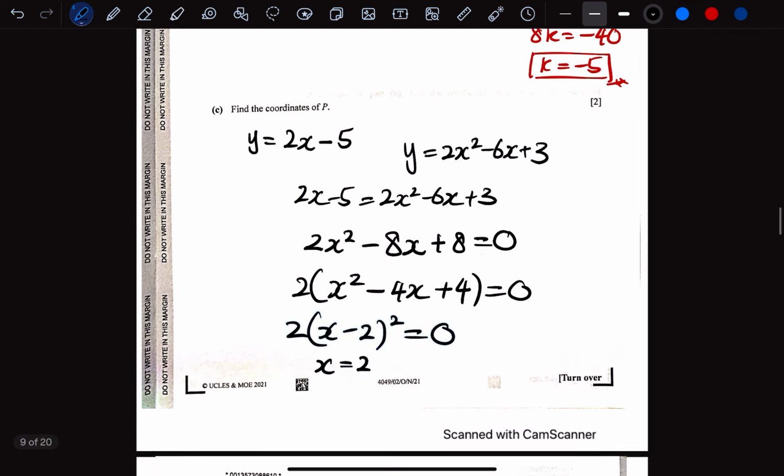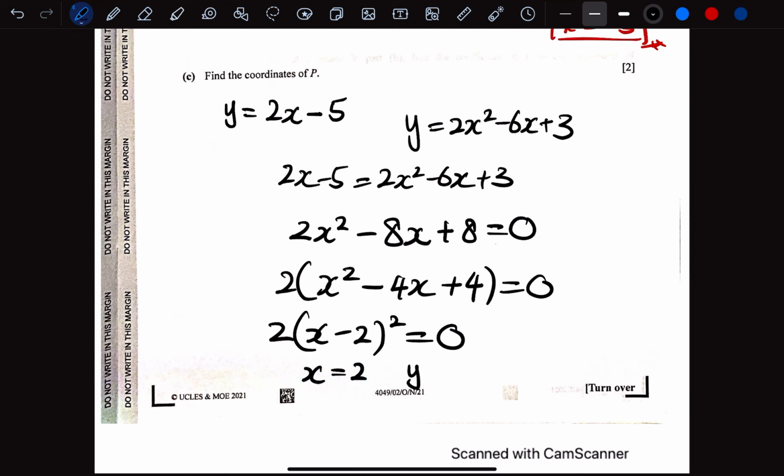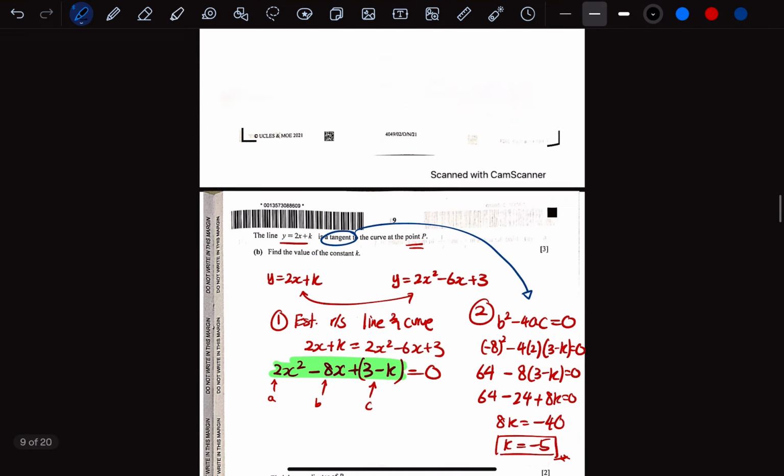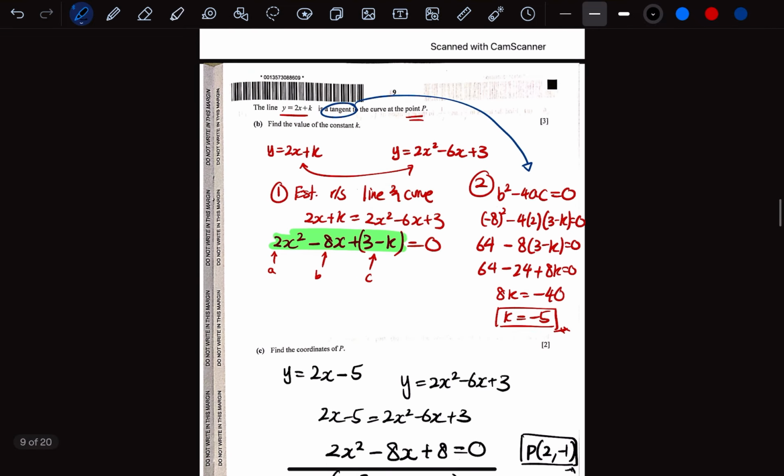When our x is equal to 2, well, we need to find the coordinate of P, so we need to find our y value. Substitute this in, you'll get your y to be equal to negative 1. So your P value is just (2, -1). This is your final answer. Okay, so this last part is just a simultaneous equation once you have found your unknown k. Okay, so that is all for question 5 of this paper.